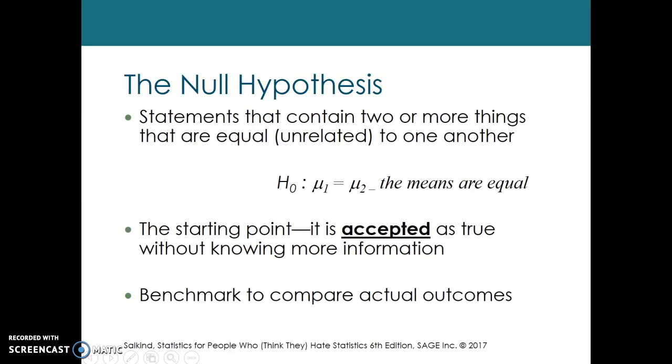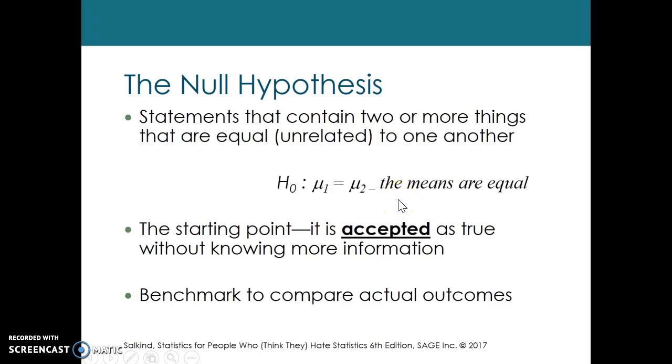Okay, so the null hypothesis basically states that you have two or more things and those things are equal, or if it's a research hypothesis, which is a relationship hypothesis, we've already done that. So in this example, sometimes the null hypothesis is represented by H0. This is the mean 1 is equal to mean 2. And all this means is these means are equal. And this is the starting point.